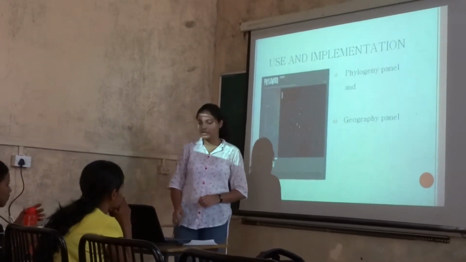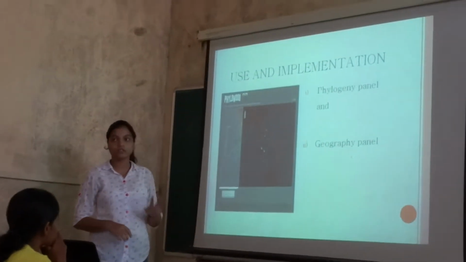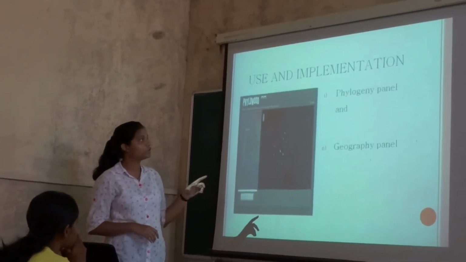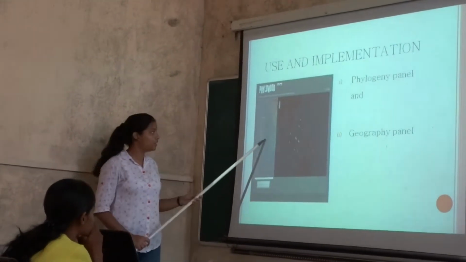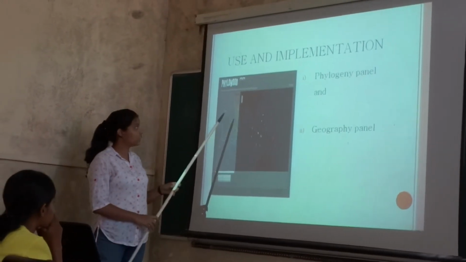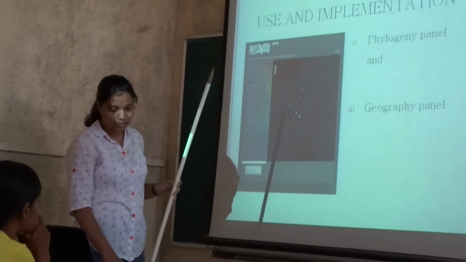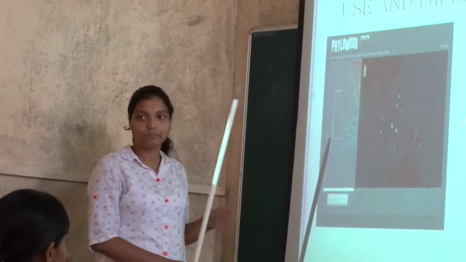Now coming to the use and implementation, this is how it looks. It is based on two parts. One is the phylogeny panel. This is the phylogeny panel, and this is the geographic panel. Basically, the phylogeny panel contains a time-calibrated phylogeny. It is based on the time period.